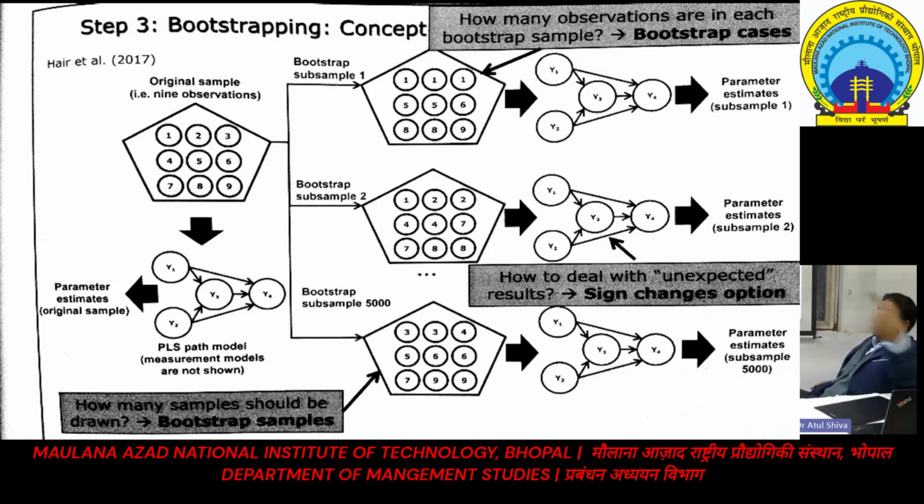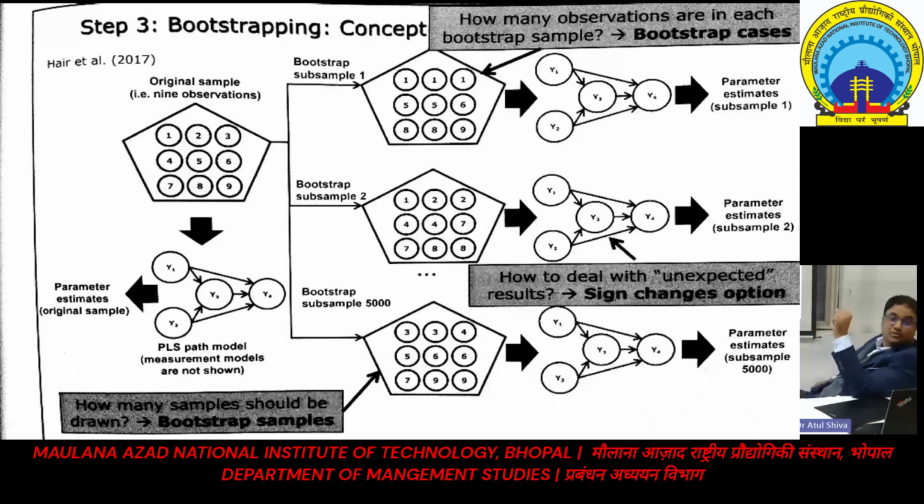Look at subsample number 1. What is the change you can see on subsample number 1? 1, 1, 1, 5, 5, 6, 8, 8, 9. Do you know what has happened? What has the software done? Can you observe subsample 1? What has happened in subsample 1?